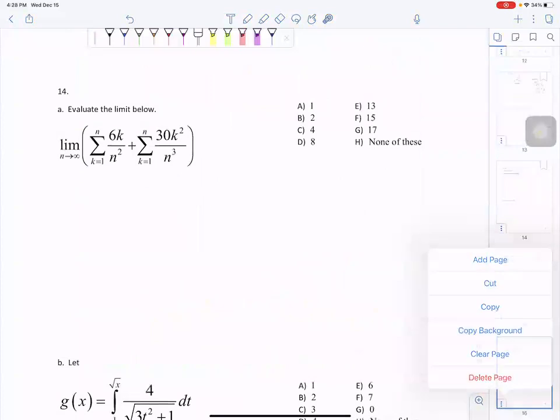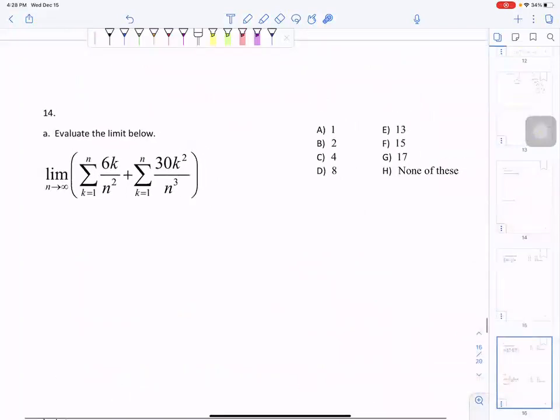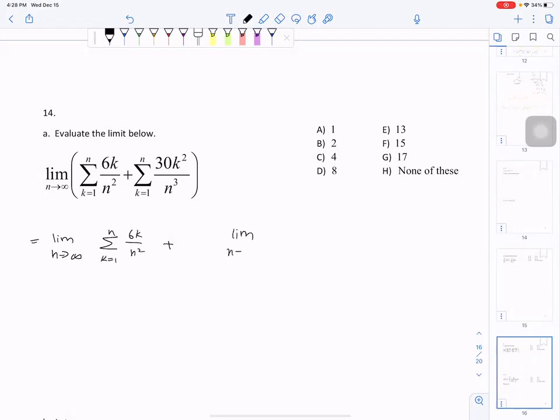So evaluate the limit below. Let me get some more space. All right. So you see a limit question, limit of something plus something. Let's separate those first so that we can look at them separately. So limit of this first thing plus limit of this second thing.